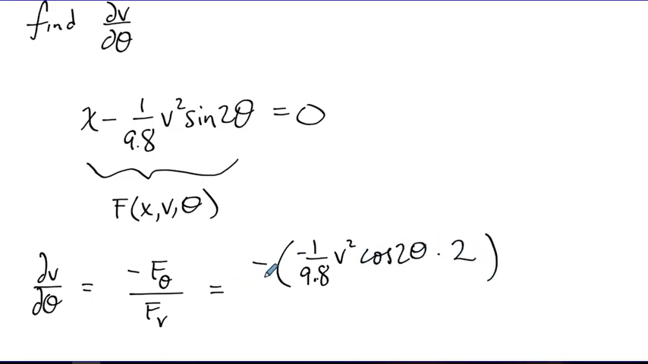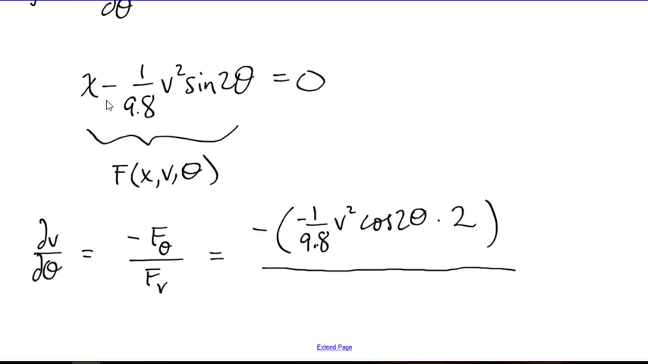So first of all, I had to copy the negative from the formula, and then I copy a negative 1 over 9.8 v squared as a constant factor times the derivative of sine 2 theta with respect to theta, which is cos 2 theta, and then a chain rule factor that gives me this 2. Taking a derivative now of this whole function capital F with respect to v, once again this term x is a constant, doesn't change if I'm taking derivative with respect to only v of this function f. Right there. So the derivative with respect to v, that's going to be 0.